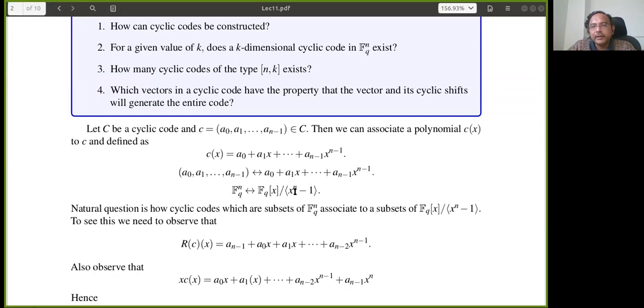So you know that quotienting with x^n minus 1, right? Quotient with x^n minus 1 means what? Aditi, can you explain? What will this quotient ring do? Aditi now has gone out. Okay. Somebody? Someone help me: what is F_q[x] quotiented by the ideal generated by x^n minus 1? Karnika?